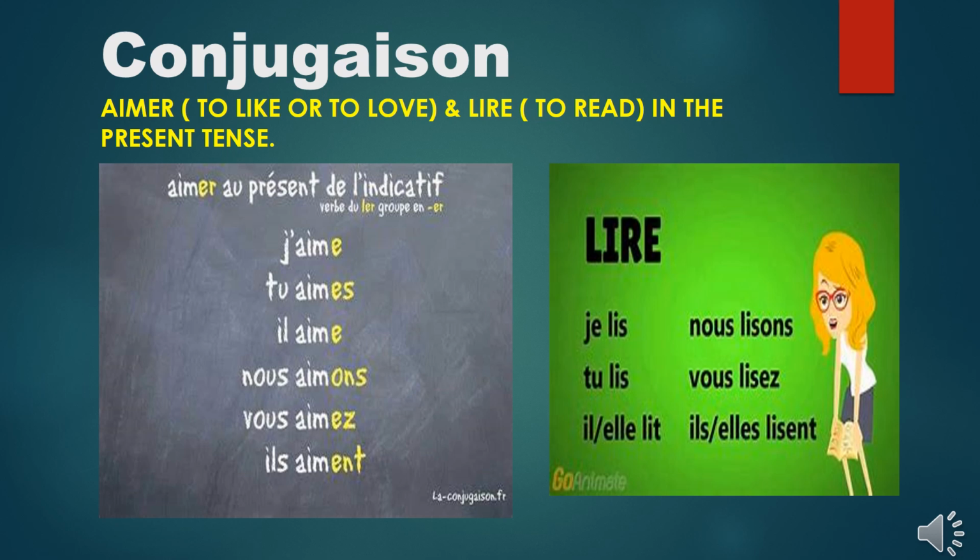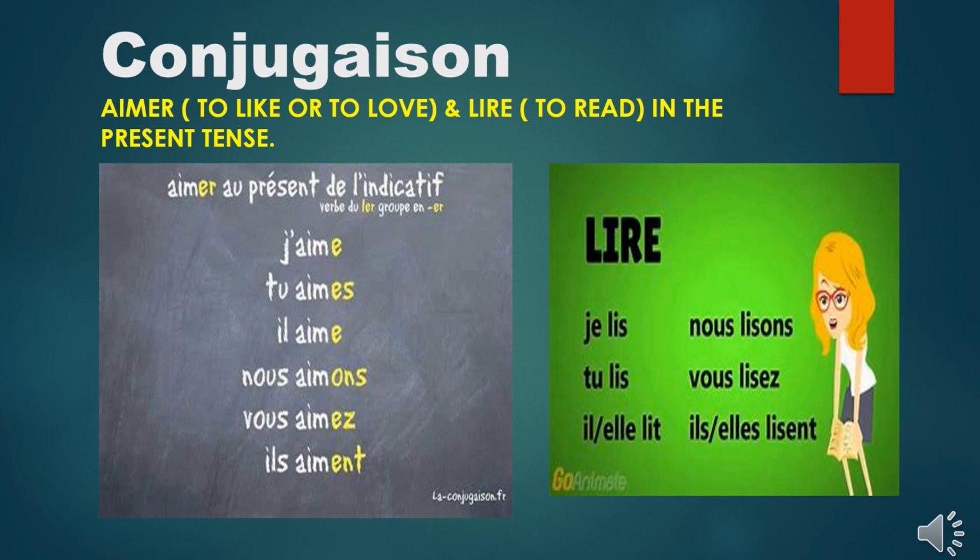And just like I said, aimer au présent de l'indicatif. L'indicatif means the present tense in French. It's a verb of the first group. Normally I said verbs are classified in groups. We'll see that much later, but actually it's a verb that ends with er, so it is a regular verb. All verbs that end with er are regular except the verb to go. Remember I said the verb to go, always remember that. Like I said, the verbs that end with er, once you know how to conjugate one, you will know how to conjugate the others.